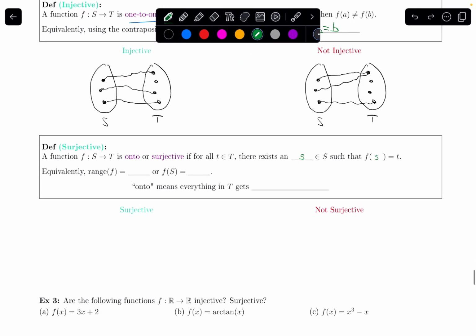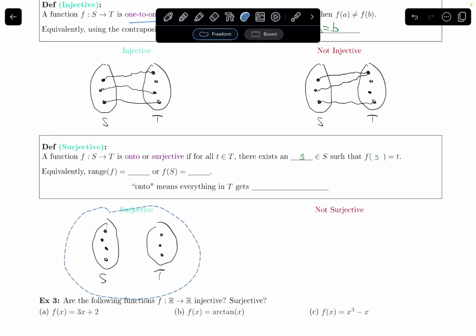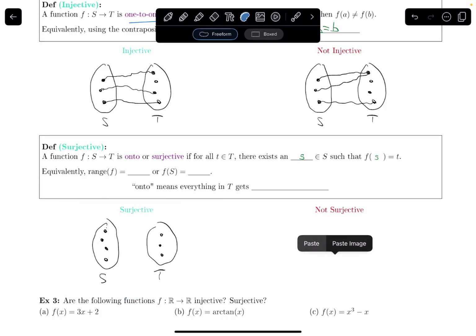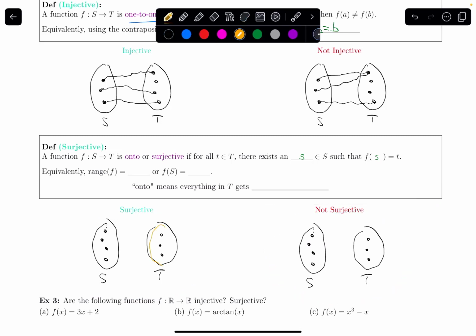So let's draw a diagram for this. So I will draw an oval for S and an oval for T. So maybe this time S has 4 dots, and maybe this time T has 3. I'm also going to draw something that's not surjective, so I'll copy this. So something that is surjective, all of these things in the codomain have to be actually achieved as an output. So maybe this one goes to the first one, and maybe this one goes to the second, and maybe this one also goes to the second. That's okay. And maybe this one goes to the last one.